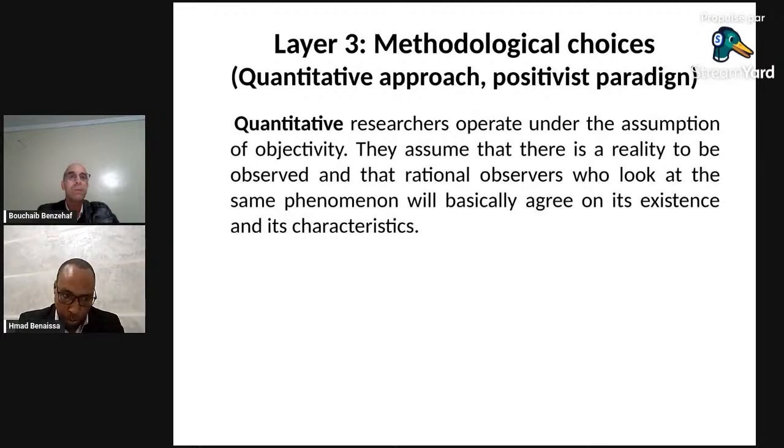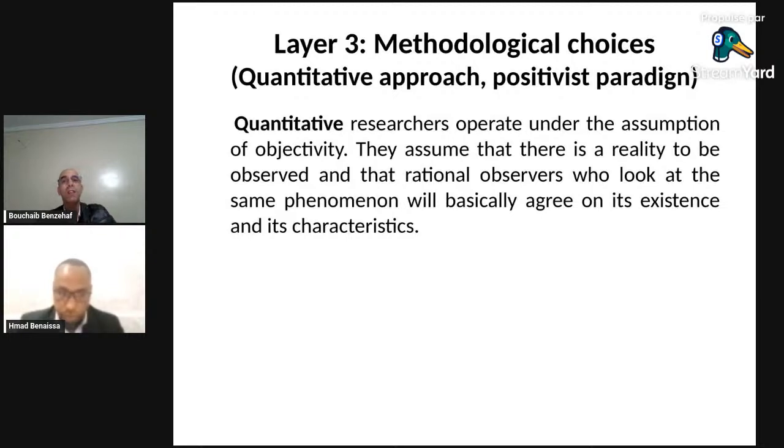Methodological choices. The quantitative approach is associated with the positivist paradigm. Here we speak about methodological fit. So going back to layer 1, positivism. Now layer 3, what goes with the positivist paradigm is the quantitative approach. Quantitative researchers operate under the assumption of objectivity, the existence of one objective reality that is measurable and that could be observed by anyone who is doing research in a rigid way.